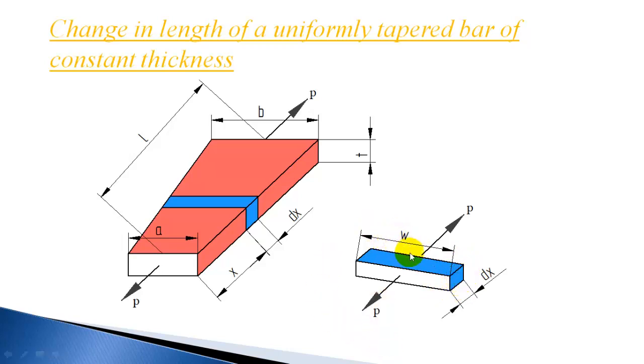So you can find out the deformation in this differential length. There you can use the PL by AE equation. P is the force, length is dx, area is W into T, where W you have calculated: W is A plus (B minus A) by L into x. So area you know, length you know, force is P, so you can find out the deformation in this differential length. Then you can integrate from x equal to 0 to x equal to L.